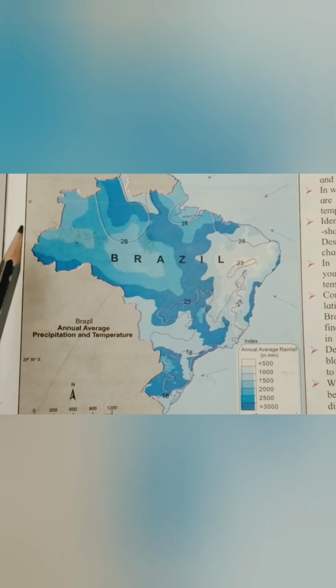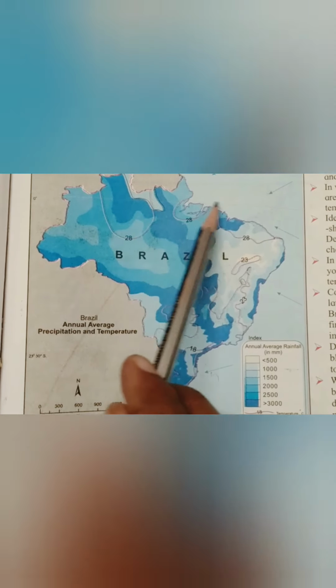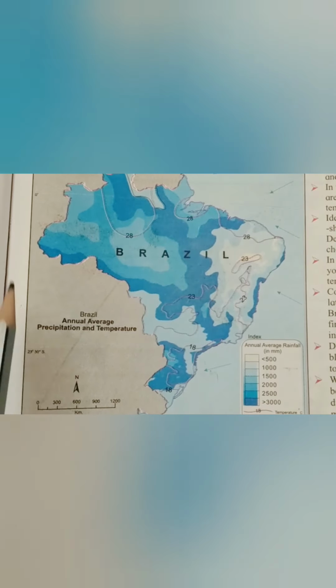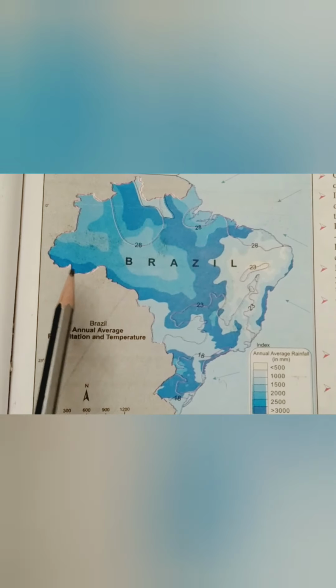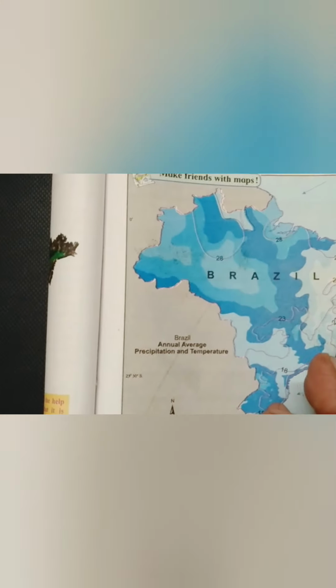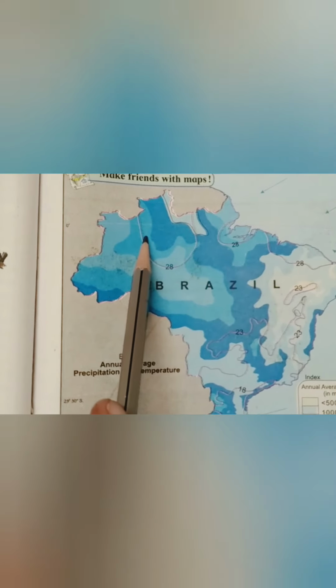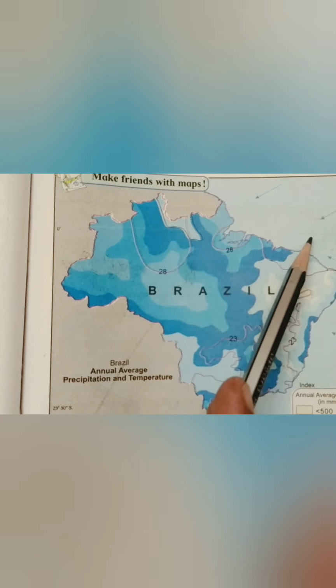Then, my dear student, the most important thing is that from here, the equator passes. Equator gets the highest amount of sunlight and heat. Therefore, this region is very hot throughout the year. Hence, heat is more and precipitation takes place over here from the sea.